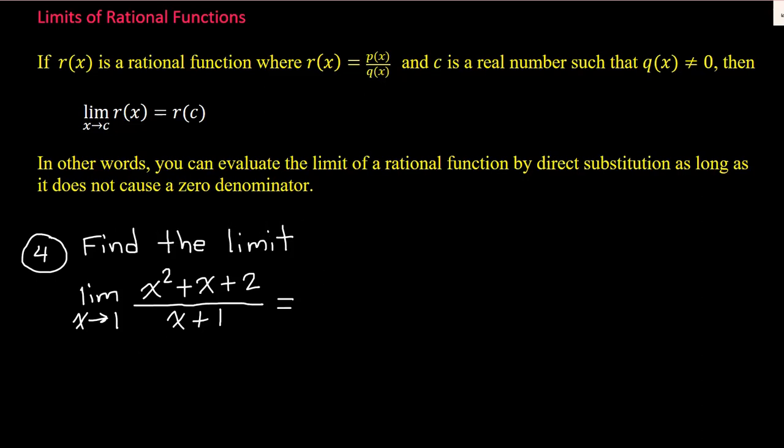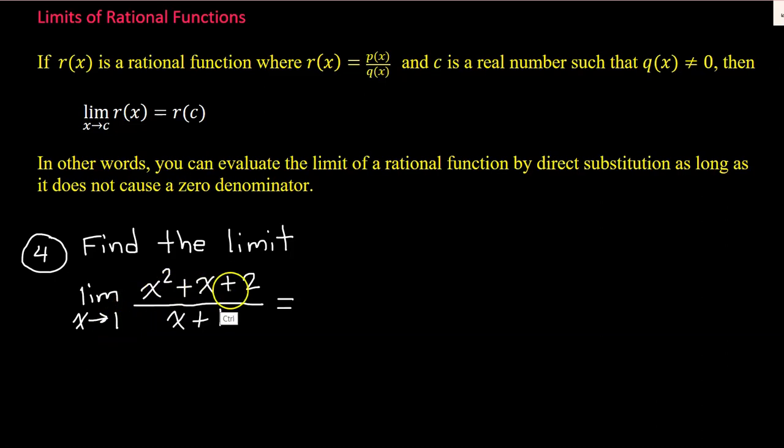So looking at problem number 4, here's a rational function. I want to find the limit as x approaches 1. I want to use direct substitution, but I need to check, will it cause a zero denominator if I put a 1 right here? No, 1 plus 1 is 2, that's fine. The only problem would be if I wanted to find the limit as x approaches -1, then I'd have to use some other technique. But for this problem, I can simply do direct substitution.